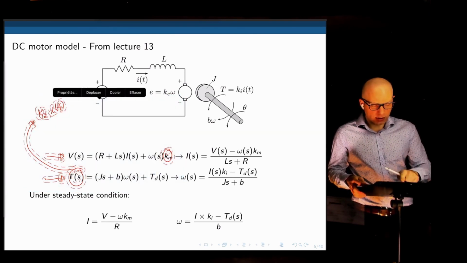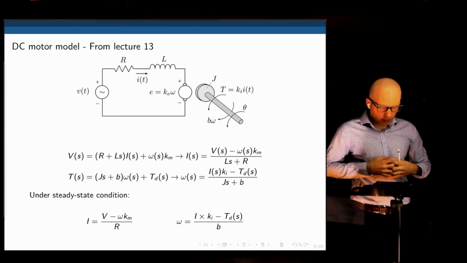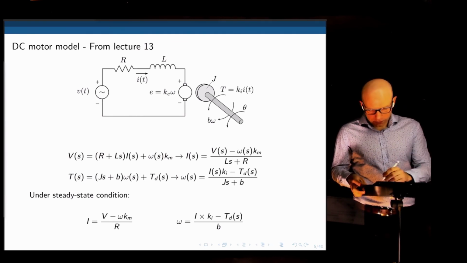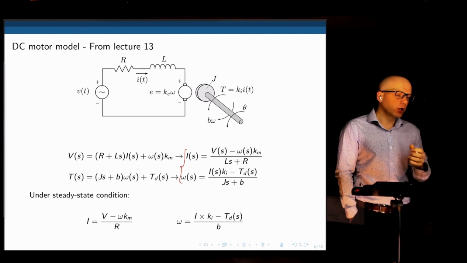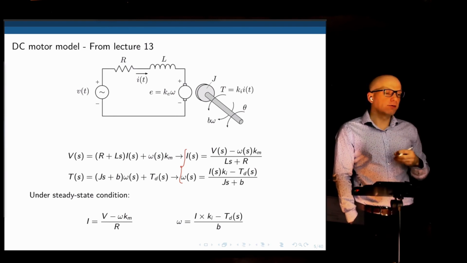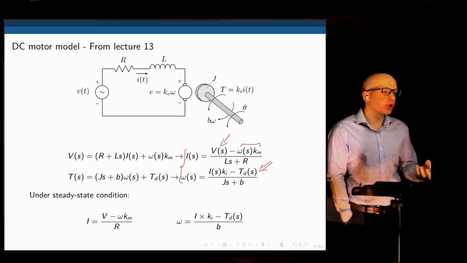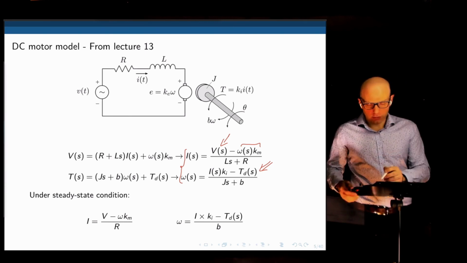So the first equation is the sum of voltages in the stator, in the circuit, and the second equation is the sum of torques applied to the rotor. We then isolated the current and the speed into equations like that, and that's where we stopped in the last lecture. So these two equations now give the current and the speed for certain parameters, such as the input voltage, the motor parameters itself, and the disturbance torque TD. It's an external torque being applied to the motor, which will, of course, influence the speed of the motor itself.